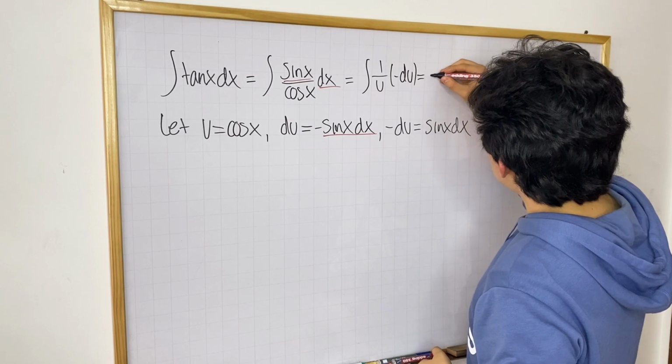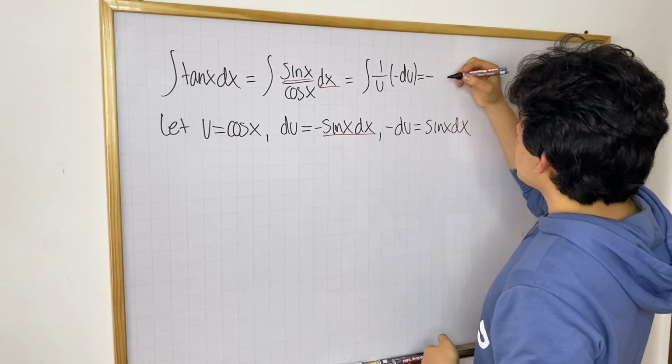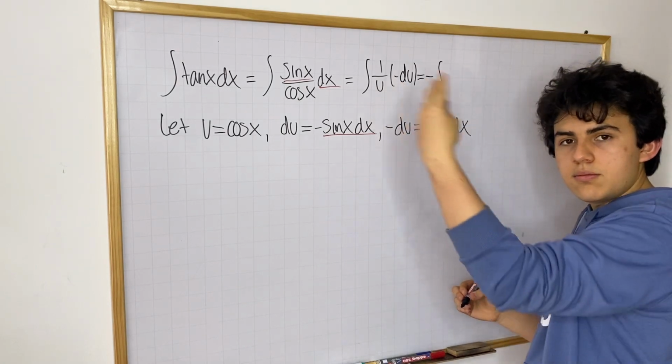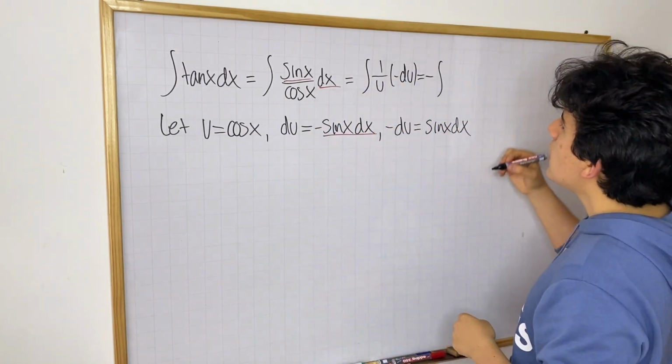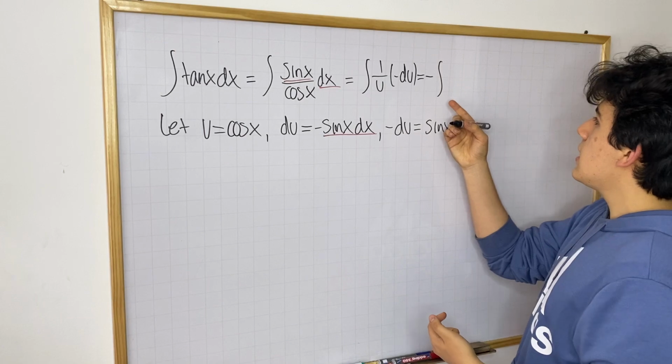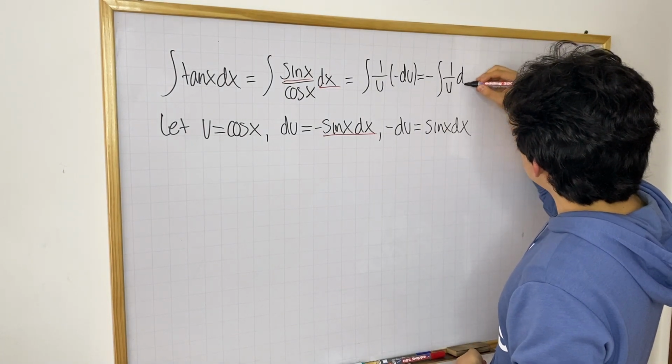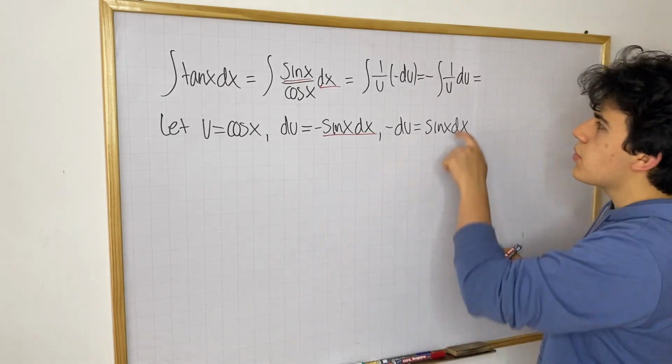And this would be the same as the integral with a negative sign on front. Remember, this is a coefficient of -1, so you can move it outside the integral sign. And this would be equal to the integral of 1 over u du, okay? And now it's pretty easy to solve this.